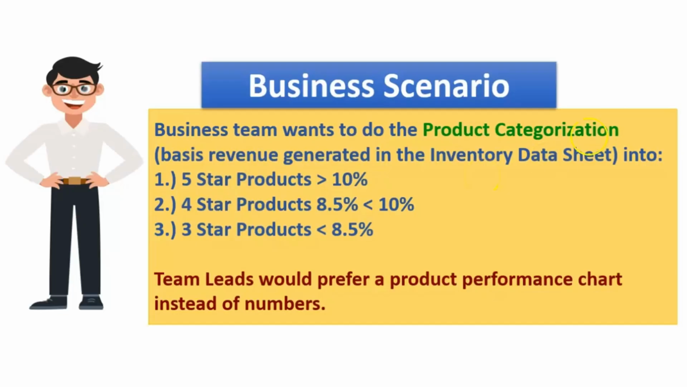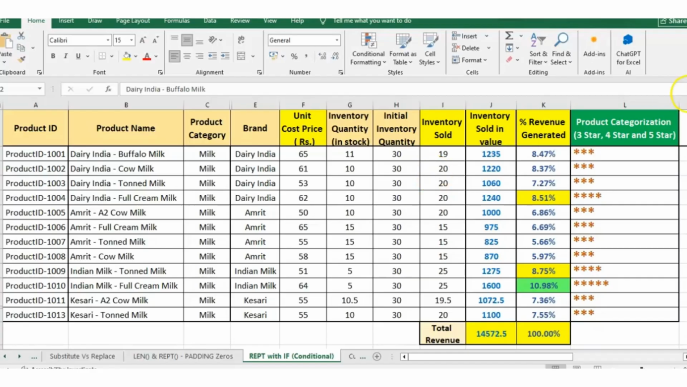We will be using the data from the inventory data sheet only for the products where product category is equal to milk. We aim to generate the pictorial representation of performance of the products using if function and repeat function. So, in order to get the percentage revenue generated, we will need the inventory sold in value, and to get the inventory sold in value for a given product, we will need the inventory sold for that product, which we can get using column G and column H.